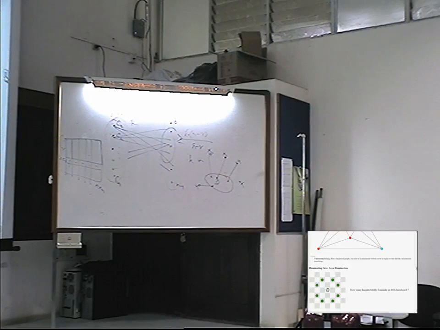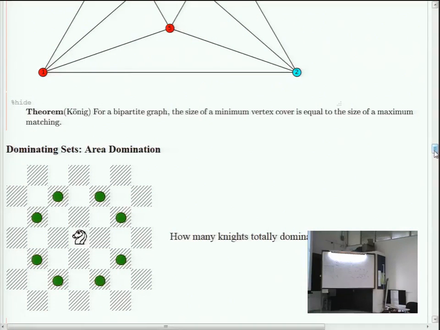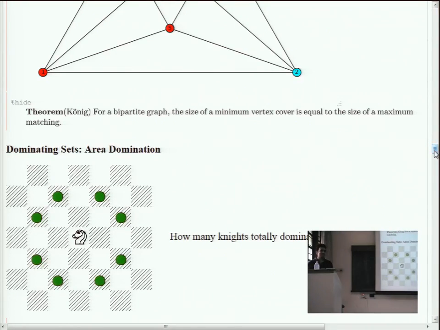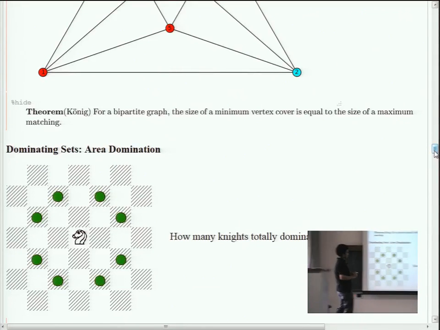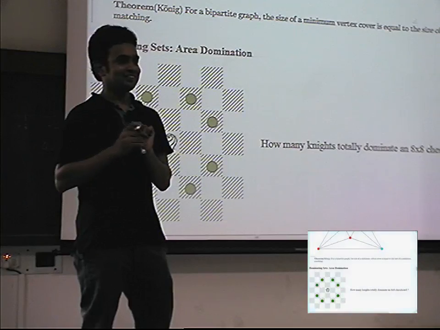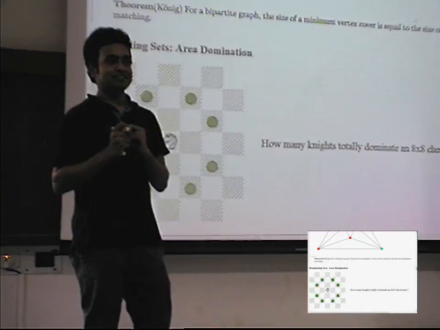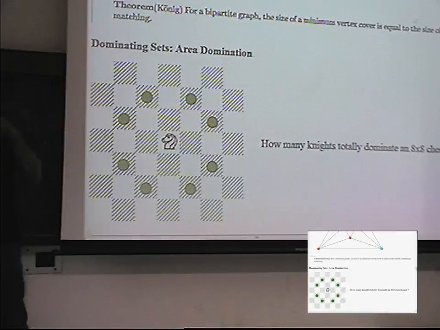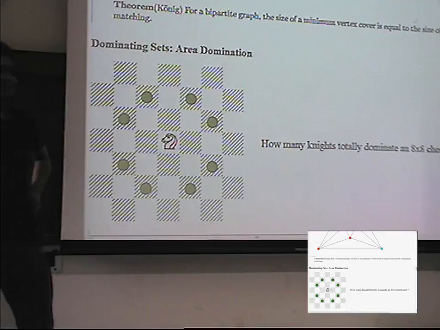You can find this situation on a chessboard. So you know how a knight moves on a chessboard, right? It moves like this. And now somebody asks you, how many knights do you need to totally dominate a chessboard, as in every square is attacked by some knight? So how many rooks do you need, for example, to attack every cell on the chessboard? A rook, this elephant, moves horizontally. How many rooks do you need?